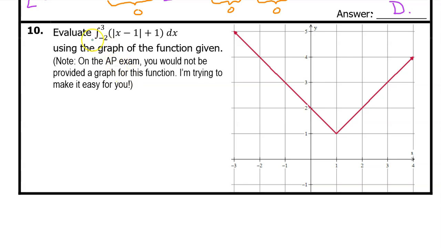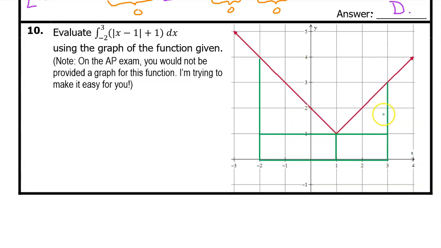Number 10. Evaluate the integral from -2 to 3 of the absolute value of x minus 1 plus 1 dx. Use the graph of the function which is given, but be aware that on the AP exam, you would not be provided with this graph. You would have to sketch it yourself. I'm just being nice. The integral of a function from -2 to 3 is the area under the curve from -2 to 3. We can figure out these areas geometrically.